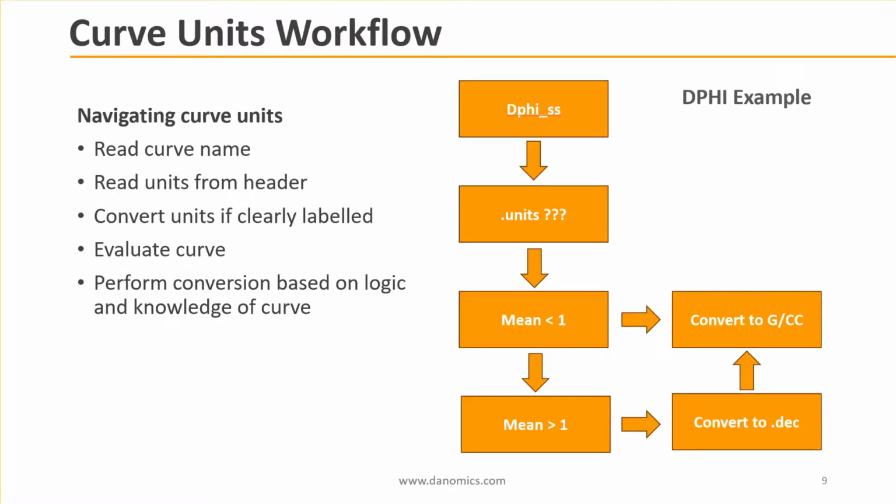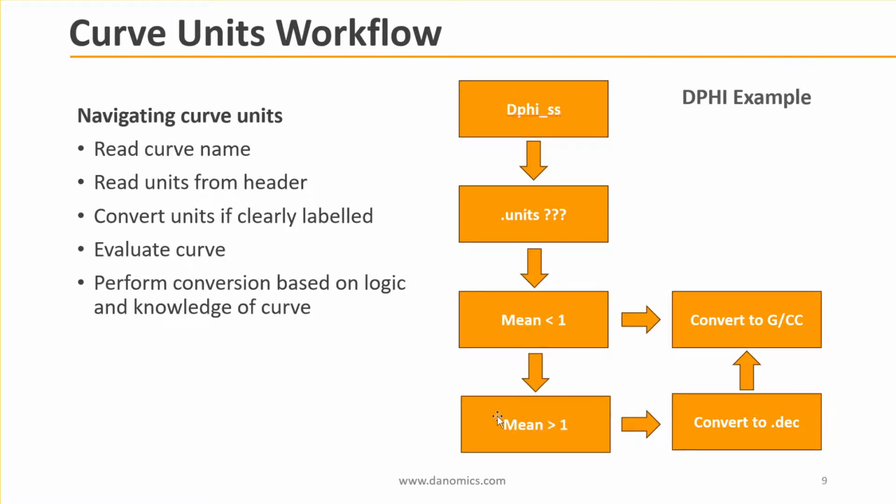So when we look at curve units and how we want to handle these to get our data interpretation ready, there are a few different ways you can go about this, but I will give you an example of how we do it in Danomics. First of all, we read the curve name. For example, we see that it's a DPHI sandstone in this case. Then we check to see if there are units. Is this decimal or percent? If the units are known, then we can convert that back to grams per cc. If the units aren't reported, we'll check: is the average here less than 1?